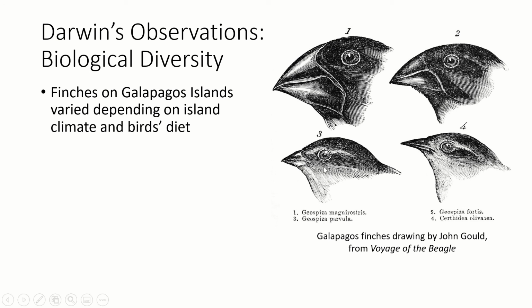And it turns out that those beaks are specialized or adapted to certain food types. So you probably wouldn't be surprised if I told you that this bird eats really big seeds and this bird eats really small seeds.